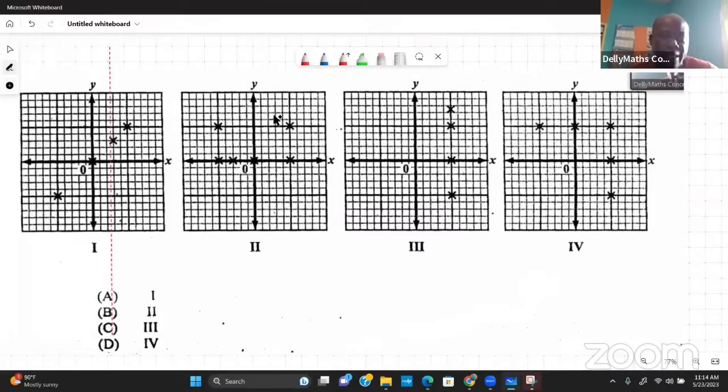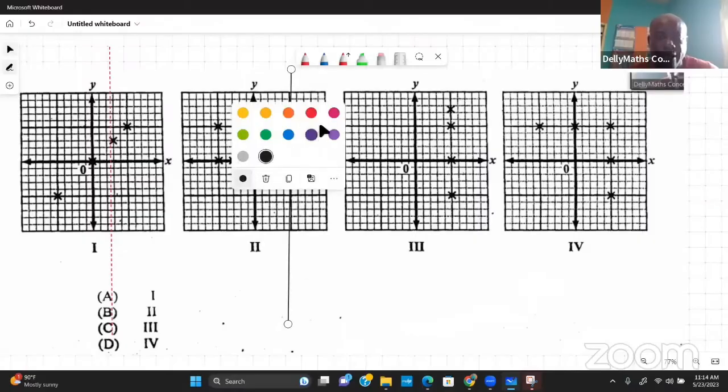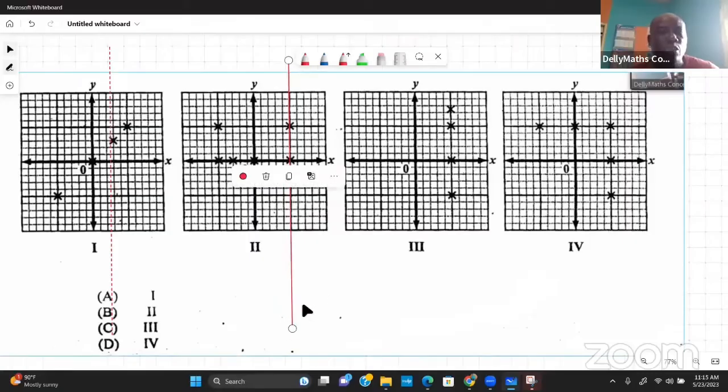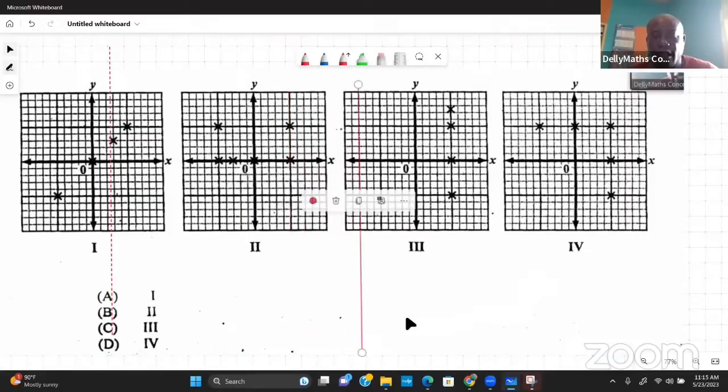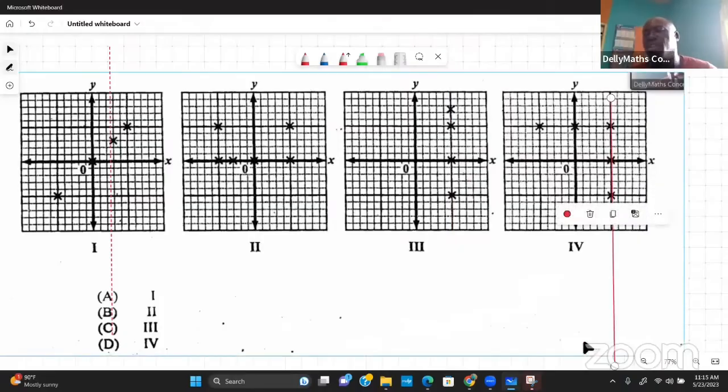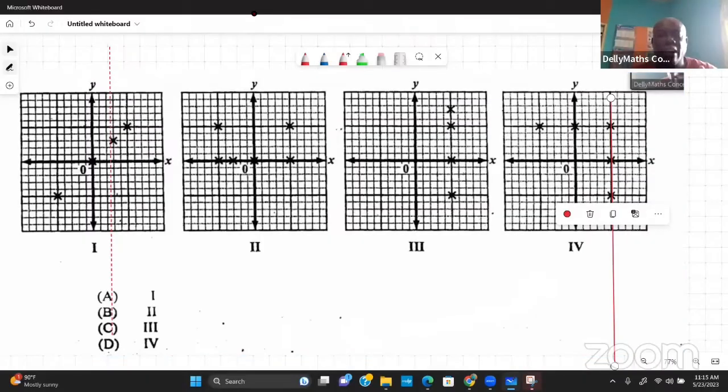look at this vertical line. It's touching more than 1 point already. See for yourself. Touching more than 1 already. Touching 2, that's not a function. It's touching 4. That's not a function. It's touching 3. It's not a function. So what we're saying is if I use a vertical line and it's touching more than 1 point, they are not a function.